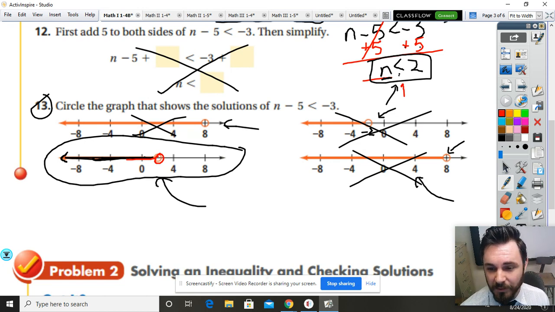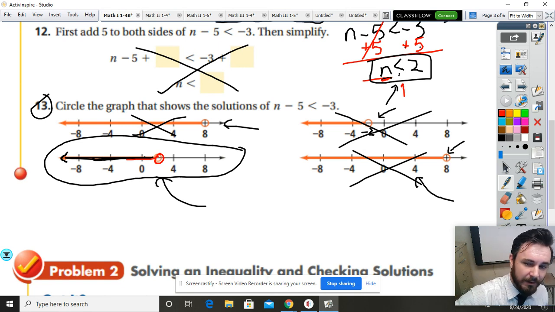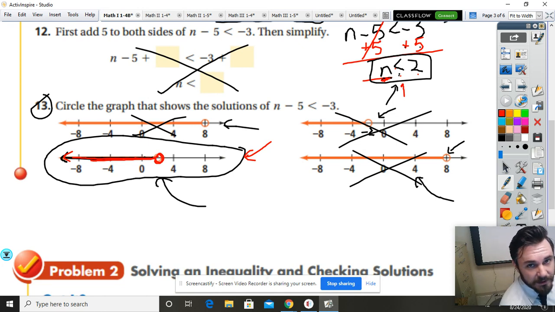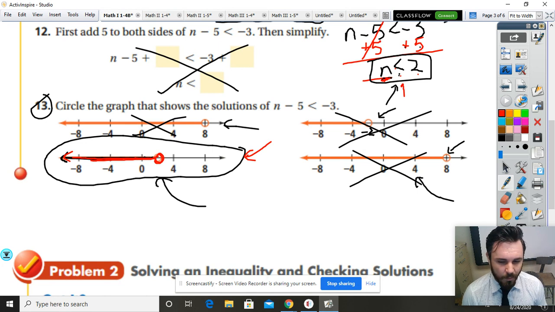That's only true whenever we solve and our variable is on the left side. So there's a little math hack for you. I'd rather you just realize, all right, all numbers that are less than 2 have to look something like this, because I start at +2, and everything less than 2 would be everything to the left. But if you can't remember that, a little hack is that little arrow shows you which way you need to shade your arrow.